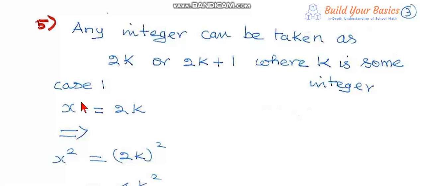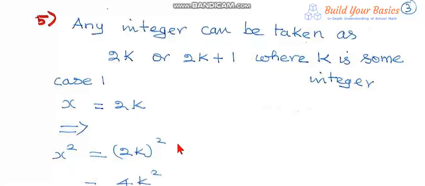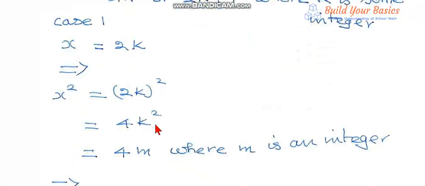Case 1. Let x equal to 2k. So we are taking that integer as 2k. We have to square that integer. So x equal to 2k, square that integer. x squared equal to 2k the whole square. That gives you 4k squared. Here k squared is some integer, so we can call it as m. So this is nothing but 4m.